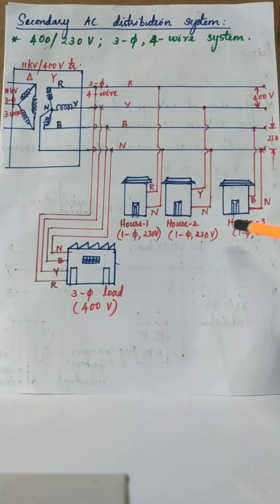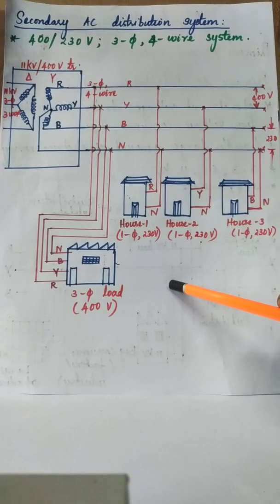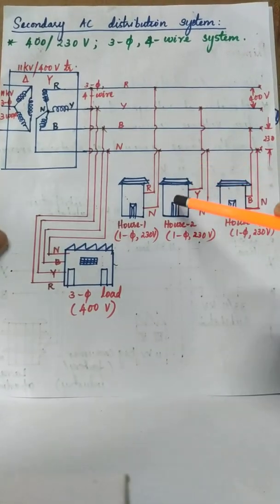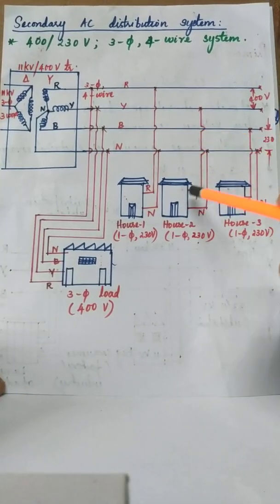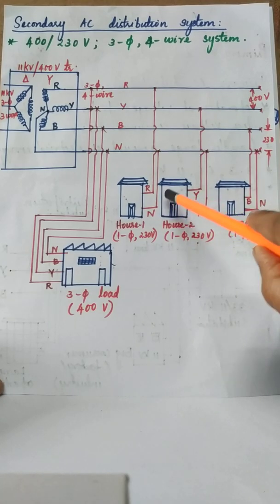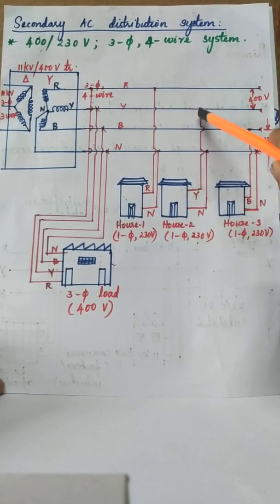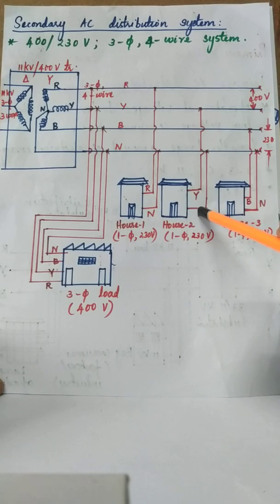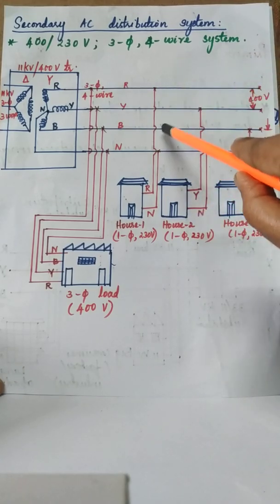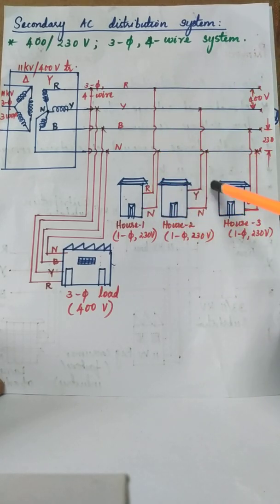If you look at this diagram, the residential loads are connected to any one of the phases as well as the neutral. So, it is called a single phase 2 wire system. The 2 wires are R and N, or Y and N, or B and N.